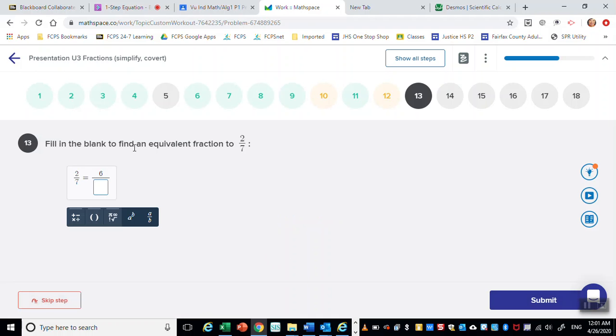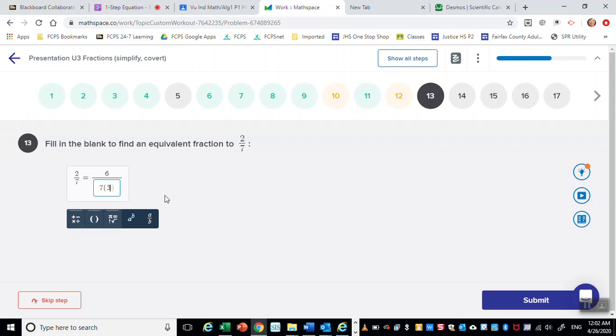Fill the blank to find the equivalent fraction to 2/7. 2/7 equals 6 over what? Alright, so from 2 to 6, you see that 2 times 3 is 6, right? So you have to do the same thing. 7 times 3 is 21, right? Because 7 times 3 is 21. So you can do 7 times 3 like this, right?